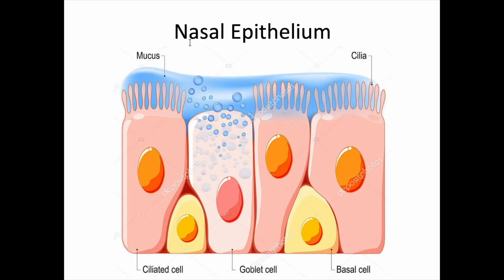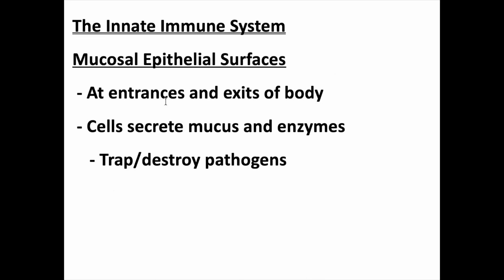Here's an example in the nasal epithelium. You've got these cells secreting mucus that try to trap anything that may be trying to sneak inside the body through this opening. So, not much more to say here. Mucosal epithelial surfaces secrete mucus.